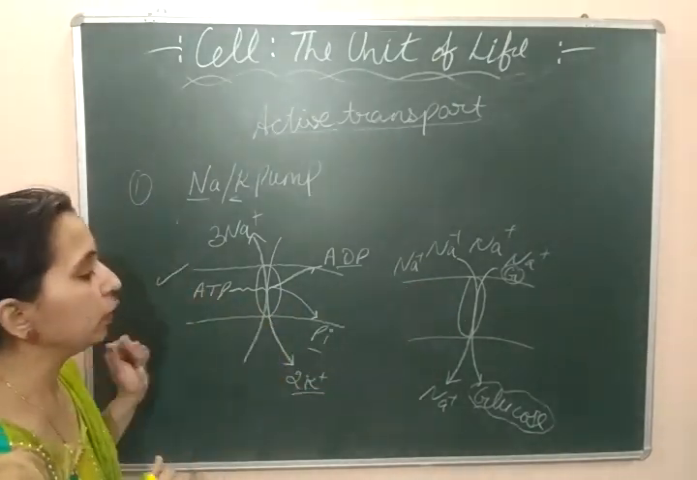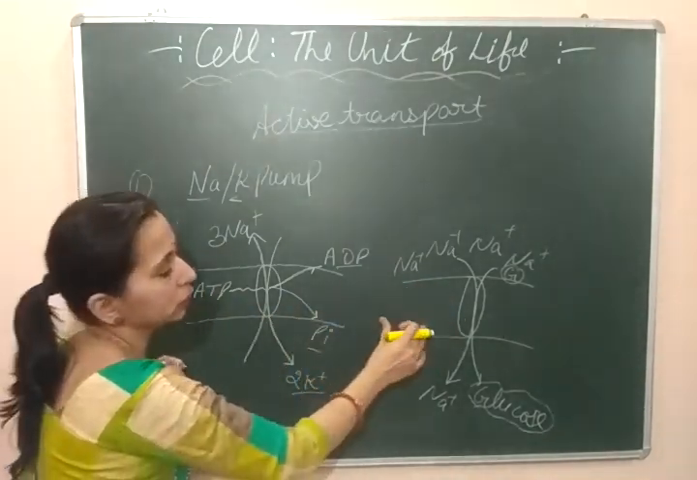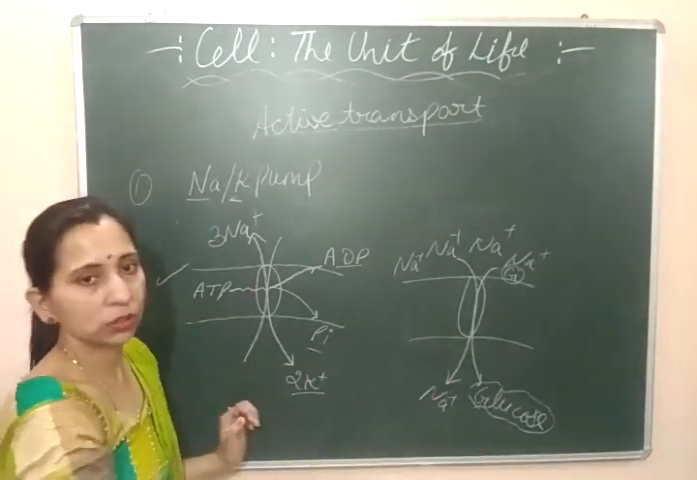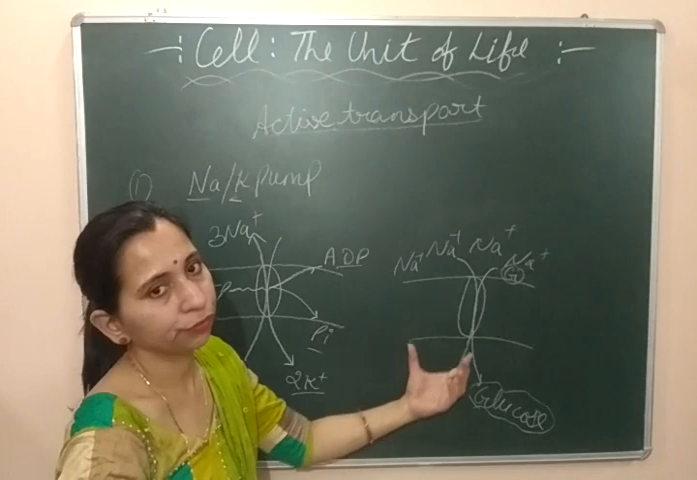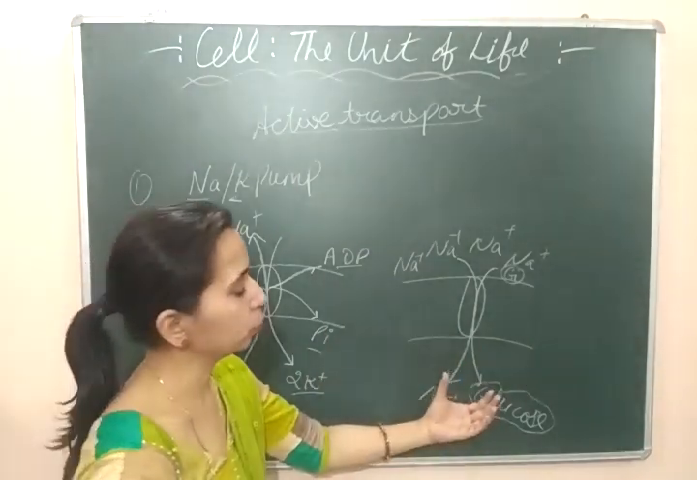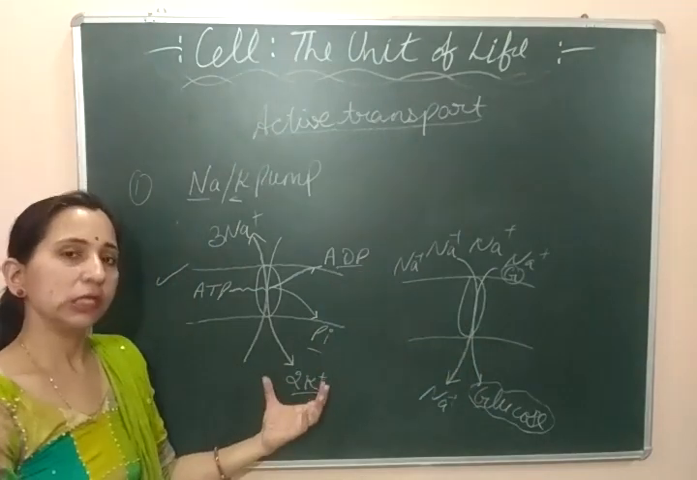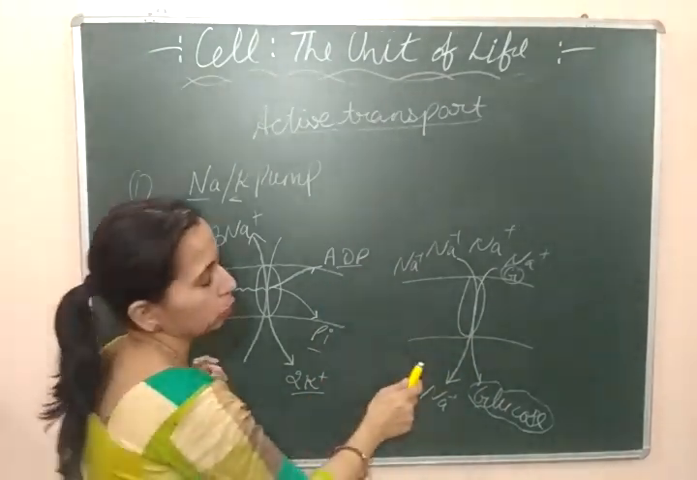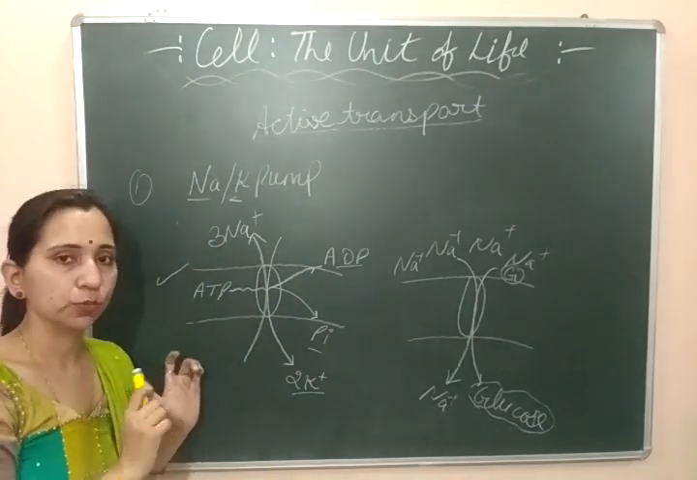So here we can use some words for this: this is the primary active transport, and this technique, this process is known as secondary active transport. Both of these are known as active transport, but this process is dependent on this process. So we will call it primary active transport, and this process is secondary active transport.